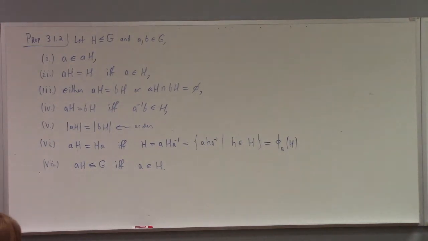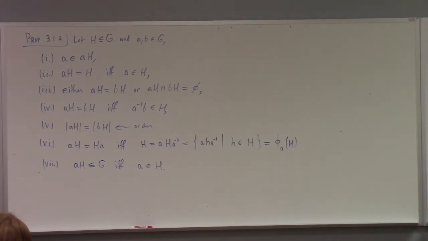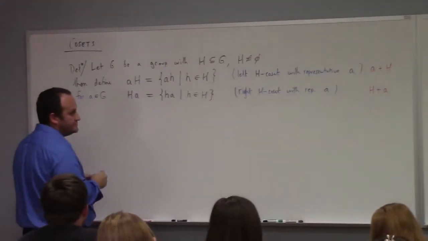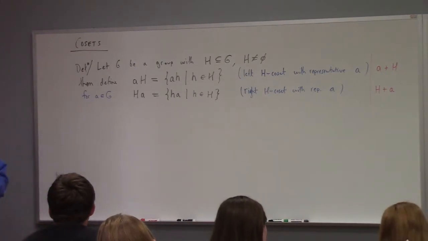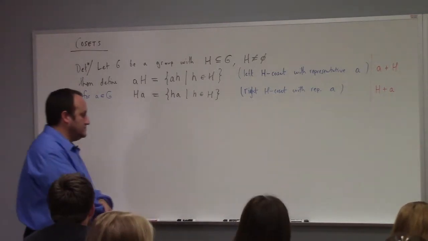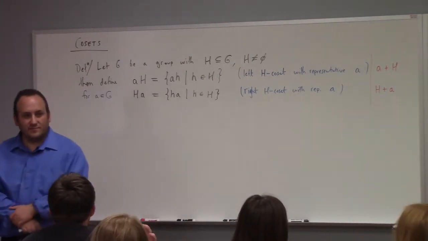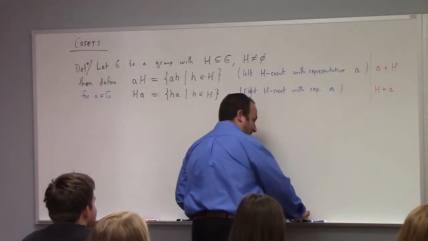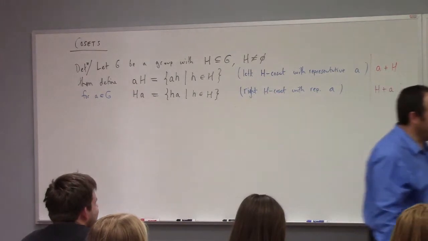Yep. So just to clarify, in the definition of a coset, is a implied to be an element of G? Oh, yeah. I'm sorry. Yes. My apologies. I'm not going to let us prove these now. I will give you examples soon enough.